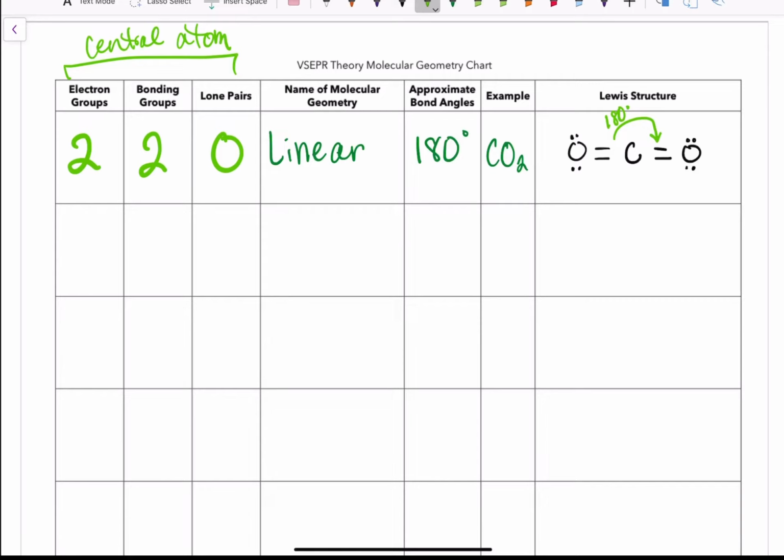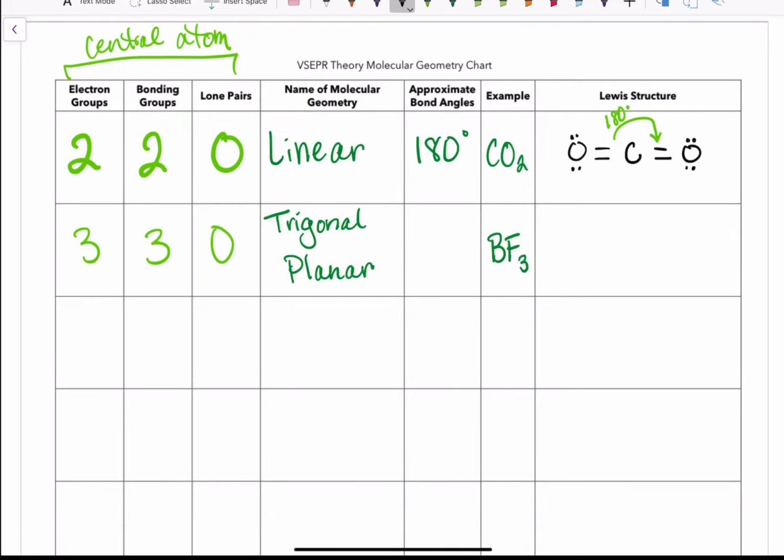The next shape has 3 electron groups, 3 bonding groups, and it also has 0 lone pairs. And this shape is called trigonal planar. An example of trigonal planar is BF3.